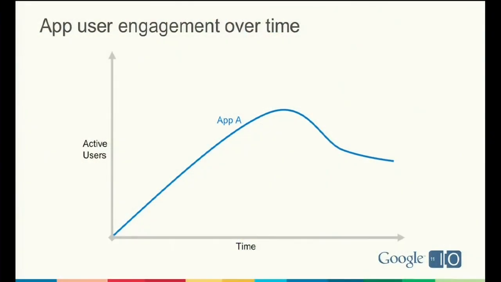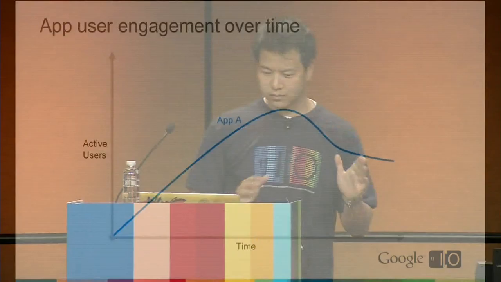So let's take a look at active users over time. This chart represents the adoption of App A over time. It's a pretty common curve. You know, many apps are different. This is not applicable to every app, but this is a pretty common adoption curve. A little bit slow at first, reaches a peak. Some users tail off, and then you have some sticky users at the end.